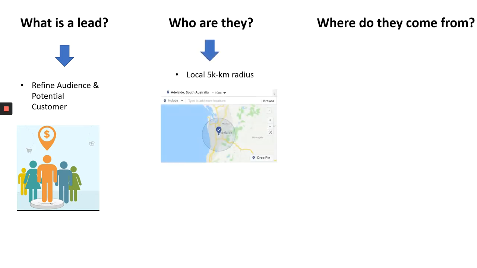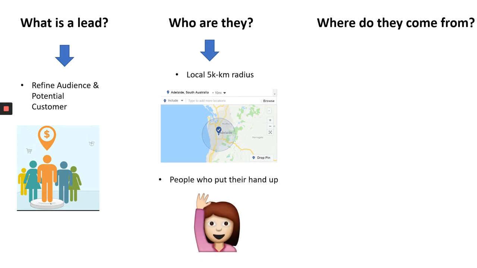So, who are they? They are locals who live around a 5 to 10K radius from your store. That's the distance people are willing to travel to your store. They are also the people who put their hand up to our offer, and we'll show you how the whole thing works in the next slide. In plain language, they are the people who opt in to our ad campaign.